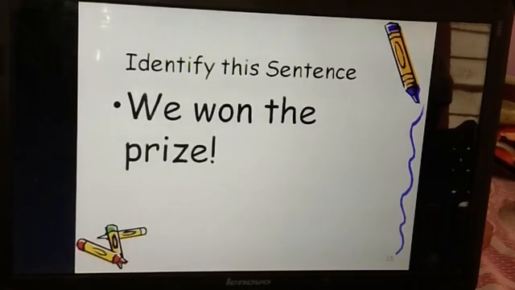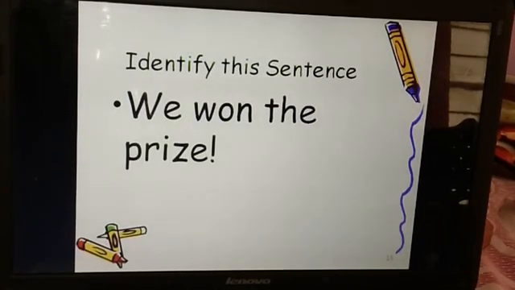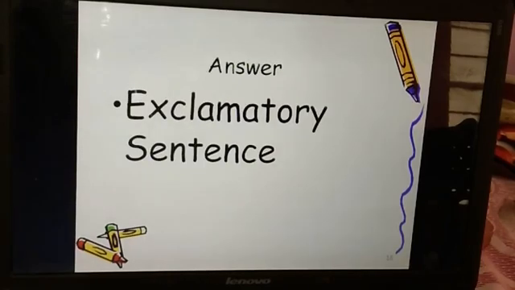We won the prize. Now it's a matter of joy that we won the prize. We are very happy. So we are ending with an exclamation mark because we are expressing the feeling. So what kind of sentence do we call it? Yes, we call it exclamatory sentence.